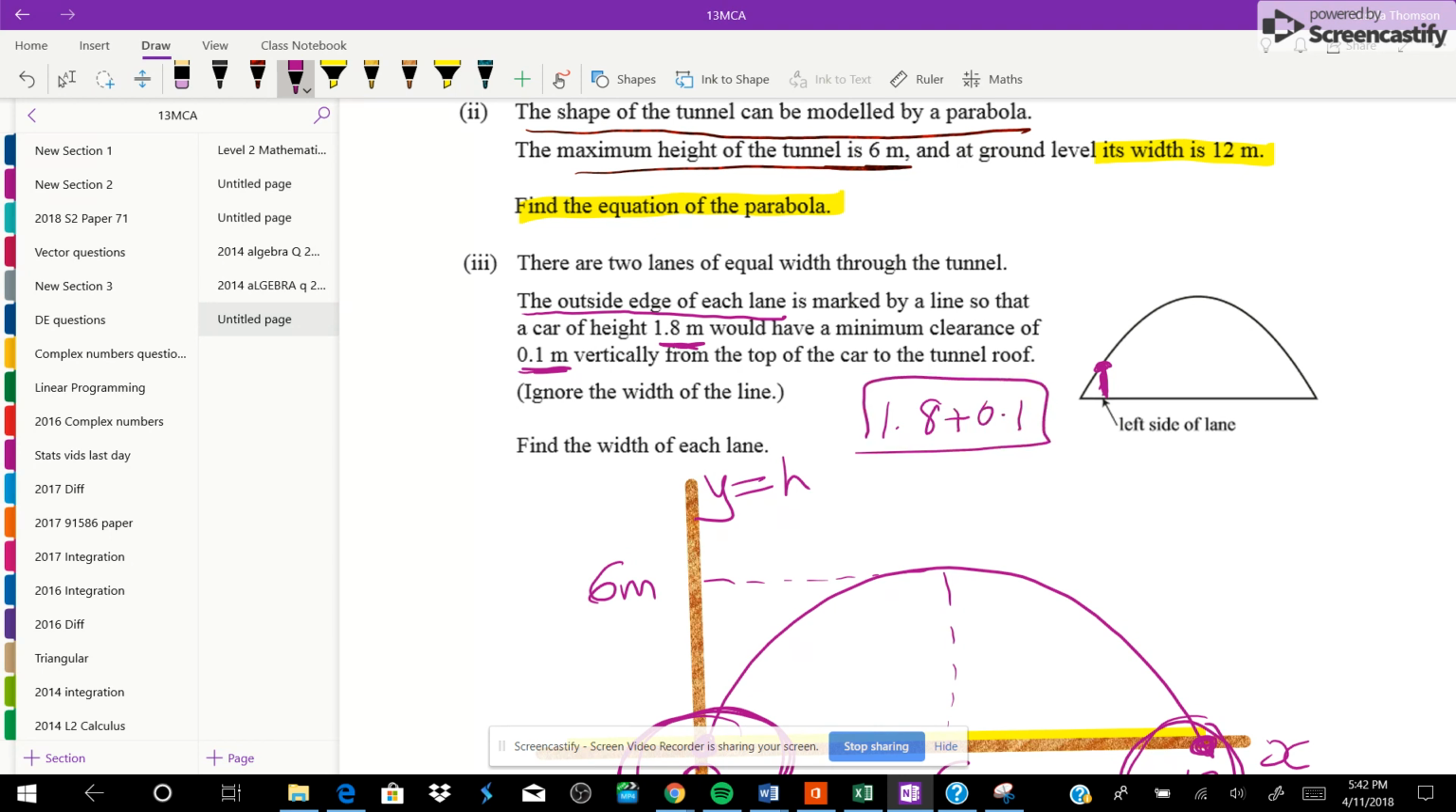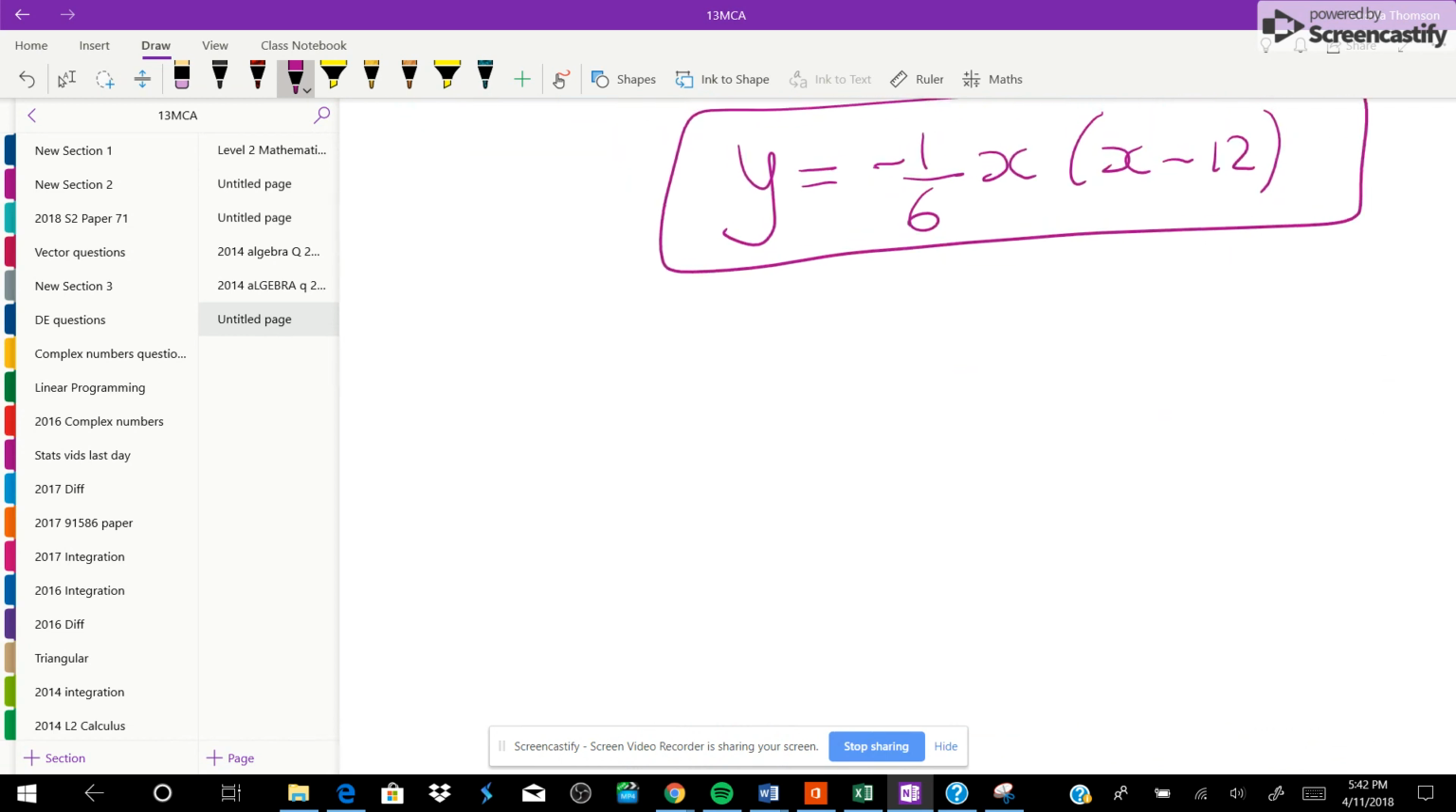So just read questions like this really slowly. Think what would happen if you went the wrong way and you had a 1.7 metre height here. You'd have car crashes. Okay, so what we have to do is figure out what this value here is. We've got the same thing on this side here, and we've got two lanes. So we're going to go to the middle of my tunnel, which is at 6, and we're going to work out that width or that one because they'll be equal.